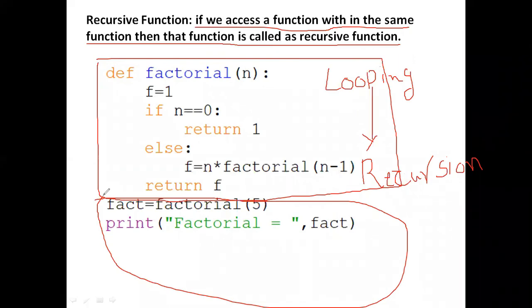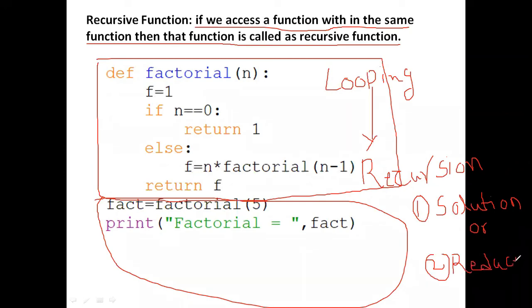In recursion, we are going to do two things. One is you are going to give the solution, or you are going to reduce the problem. So two things you do in recursion: either you send the solution to the calling function, or you reduce the problem. We will discuss one example for better understanding.